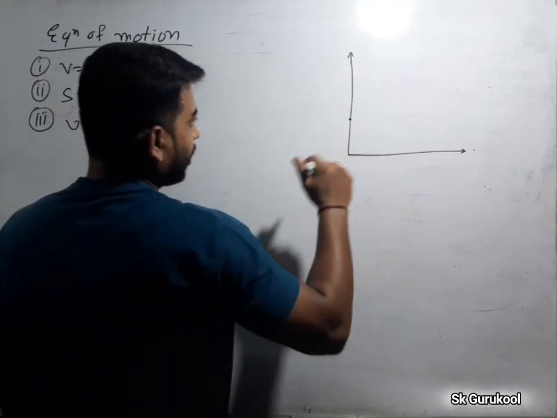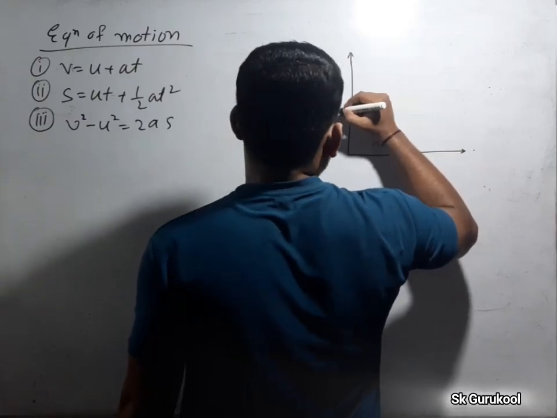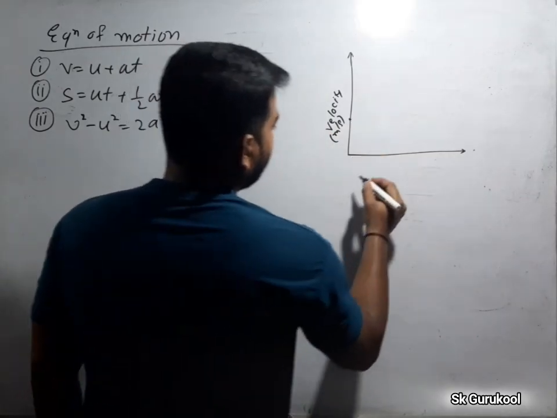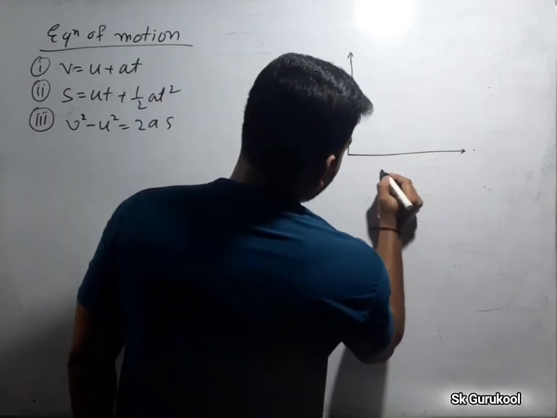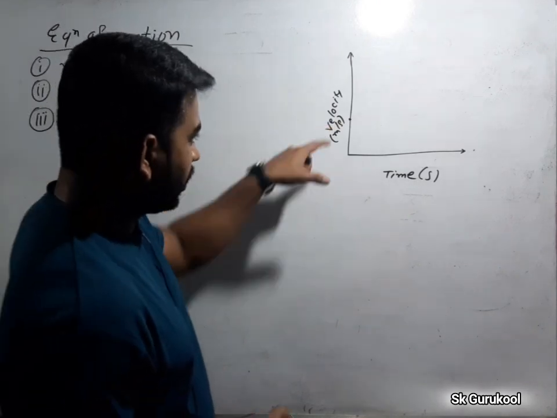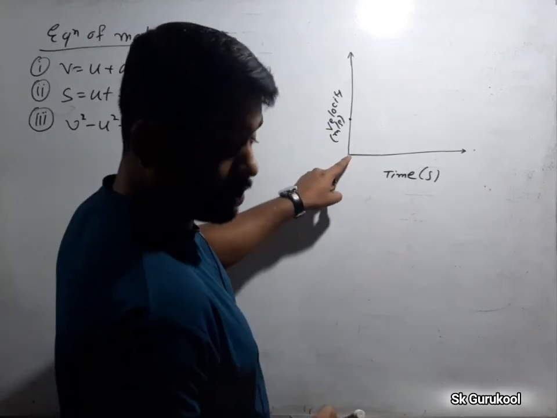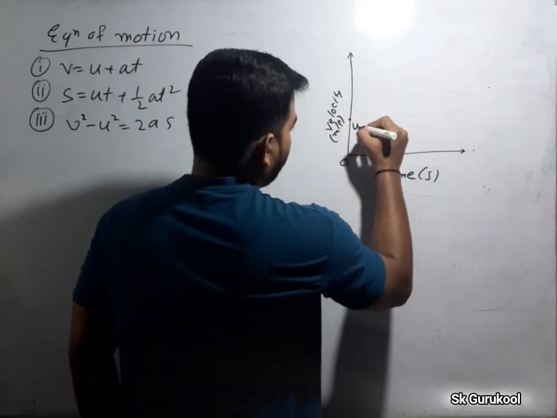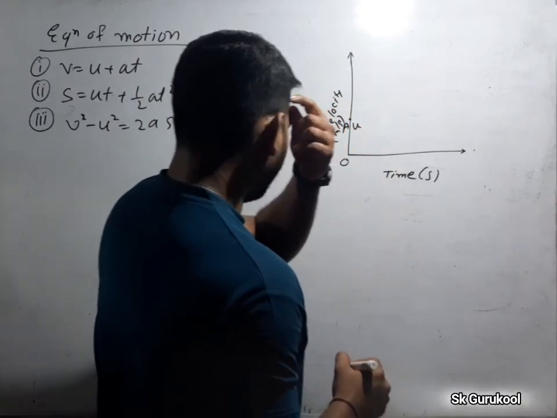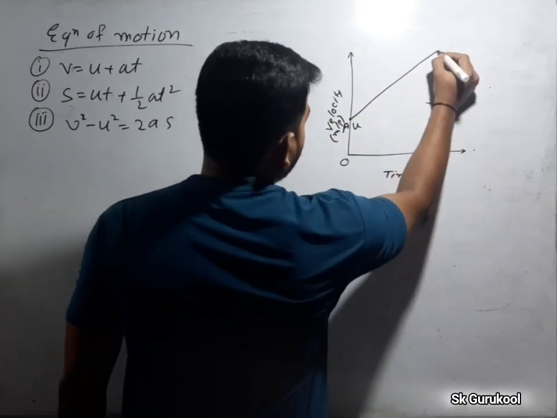So it is the velocity time graph. So the vertical axis is representing velocity in unit meter per second, and the horizontal axis is representing the time axis in second, okay. Let at zero time its initial velocity be u, and let this be point A, at that point initial velocity u. Let the graph be this, and this is the point B.